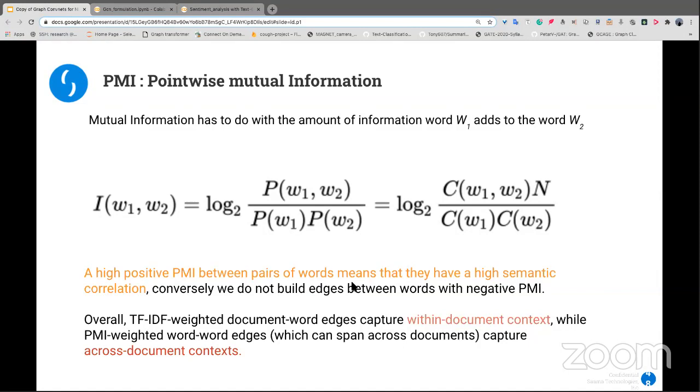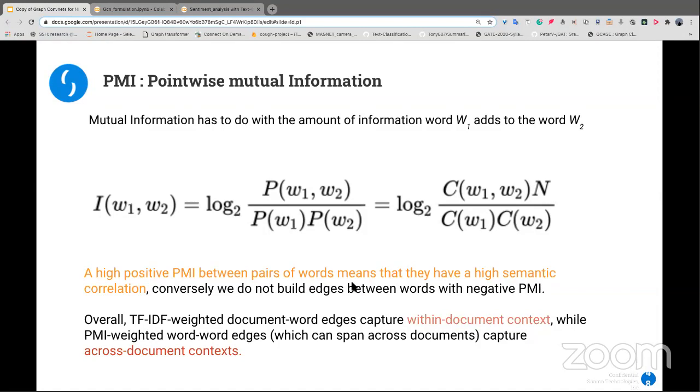Overall, we usually take the positive PMI and we don't use the negative PMI, because positive PMI between two nodes means they have a strong connection, a correlation. So we usually go with the positive PMI.